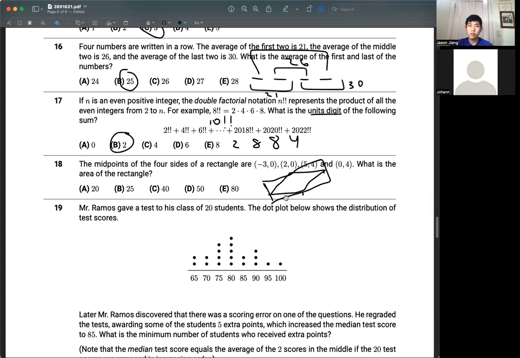Since the bottom 2 points had y-coordinate 0 and the top 2 points had y-coordinate 4, the area of the parallelogram is just 5 times 4. To find the area of the rectangle, we just need to multiply by 2 now. So that gives us 40.